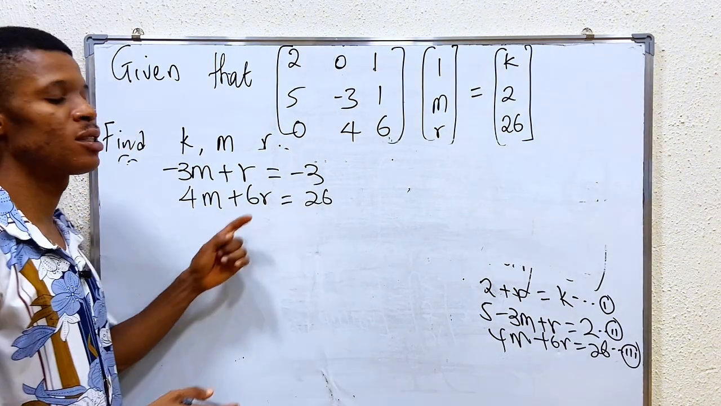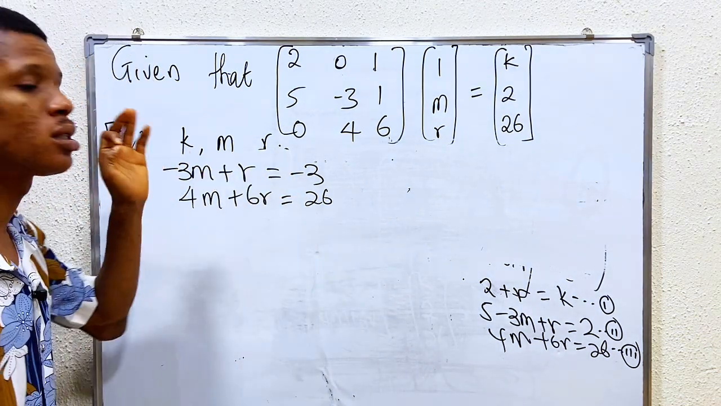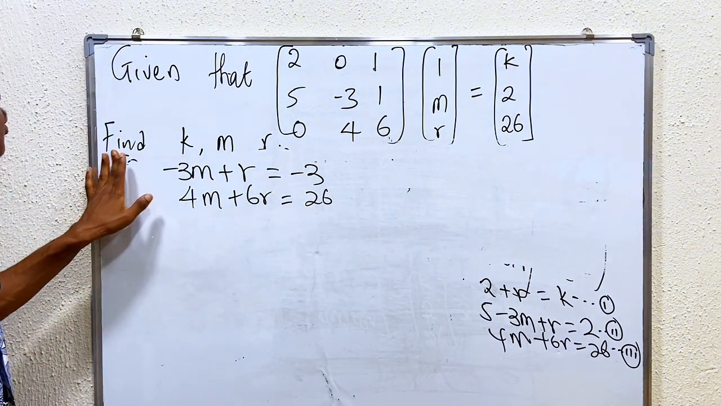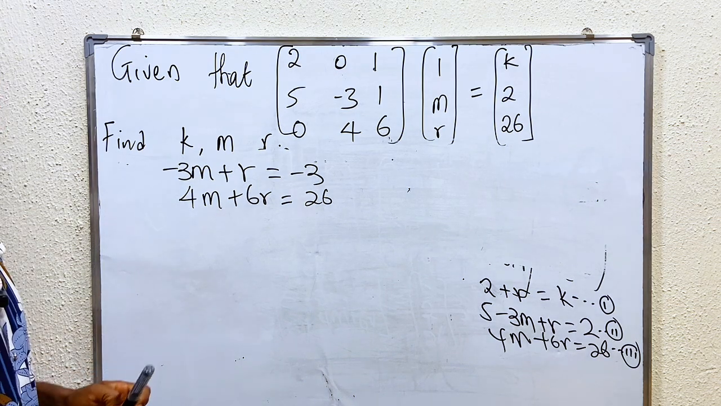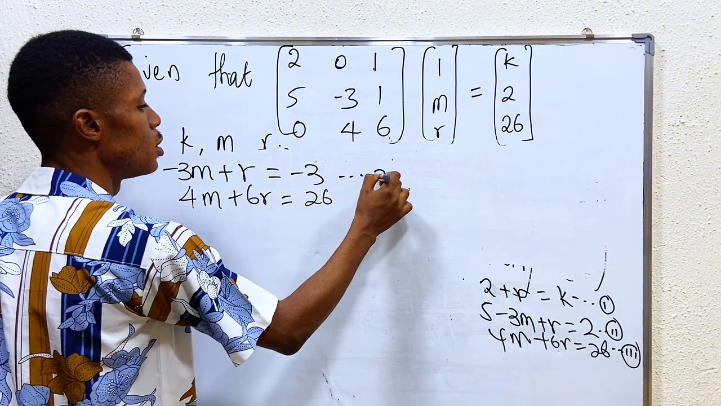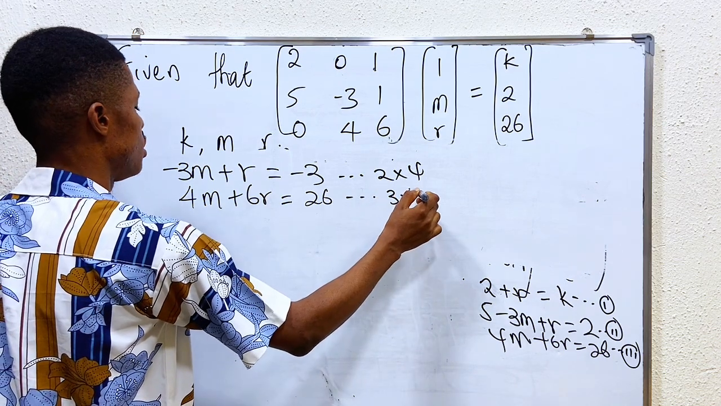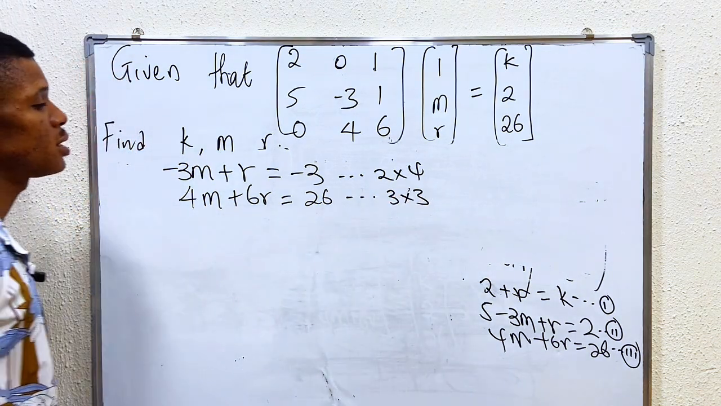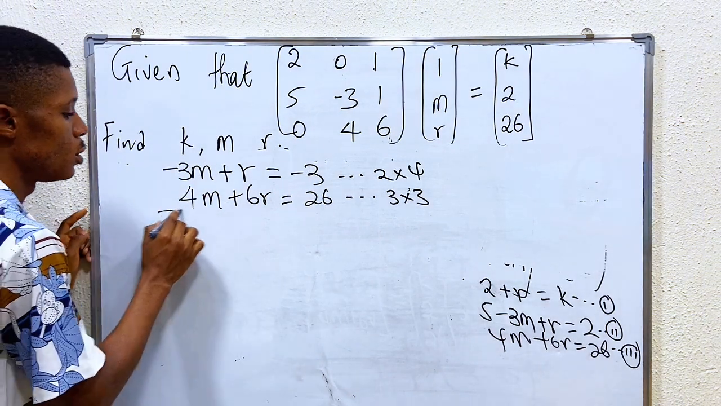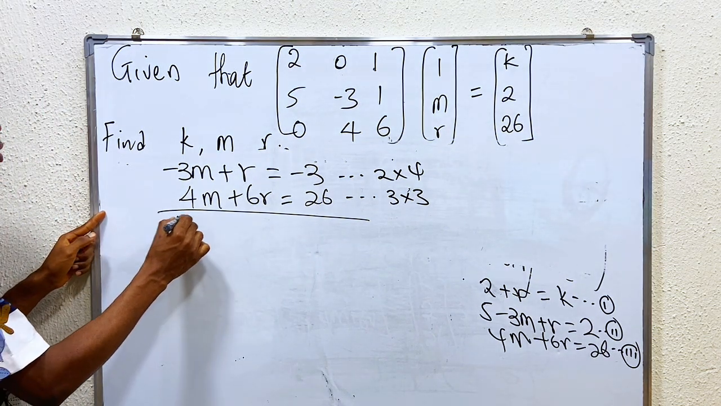This is clearly a simultaneous equation. We are going to solve for the values of m and r. Which method are we going to use? Let's use the elimination method so that we can get the answer easy and fast. I'll multiply the first equation by 4 and the second by 3. The reason is to make the coefficients 12 and 12 so that I can eliminate m.